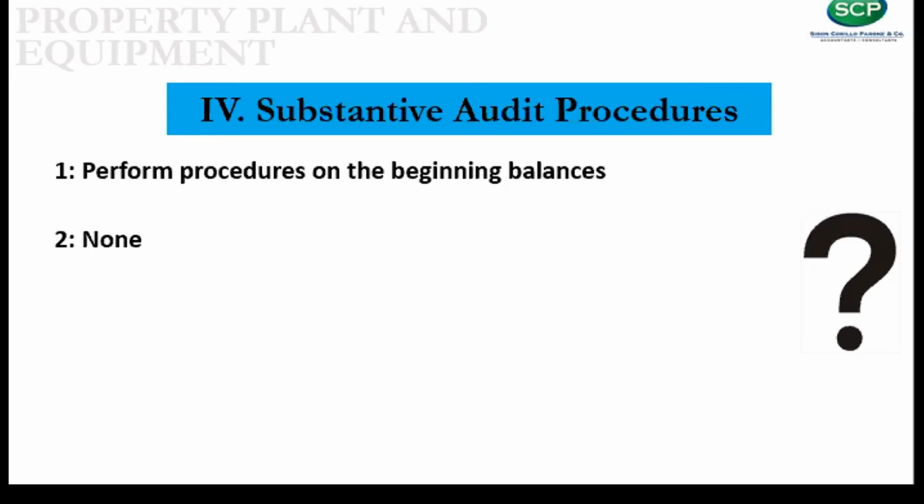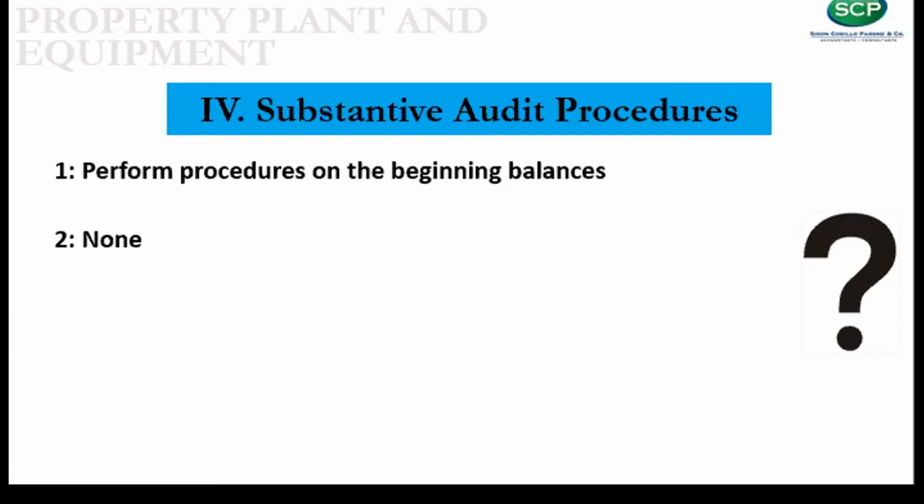Question number 3 is, what procedures will you do on the information provided to you by the client about the machinery and equipment that will be replaced? Under PFRS 5, non-current assets held for sale and discontinued operations, the following conditions must be met for an asset to be classified as held for sale.